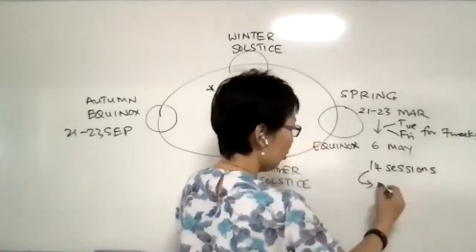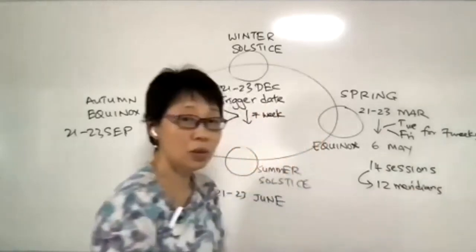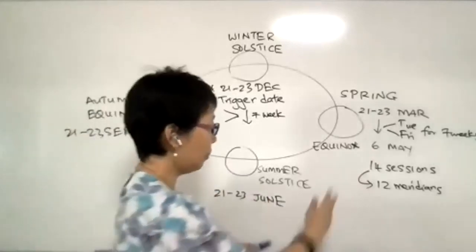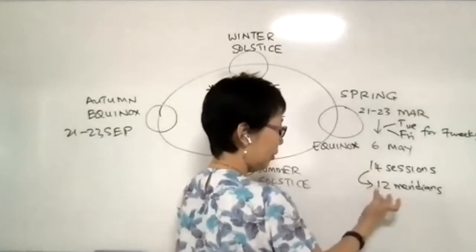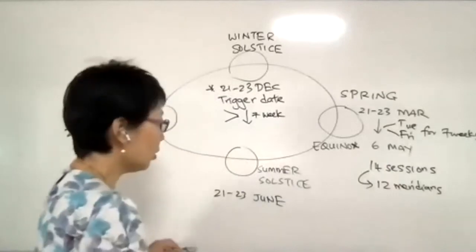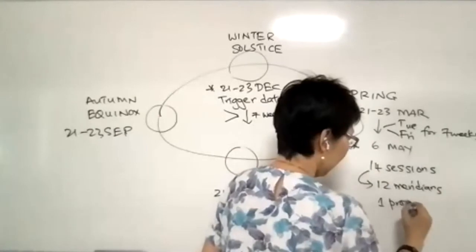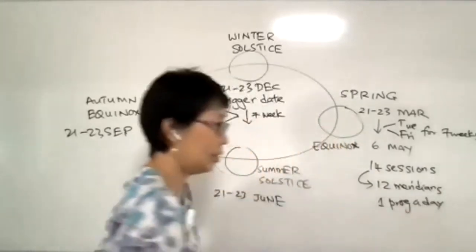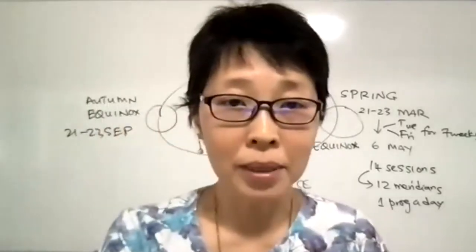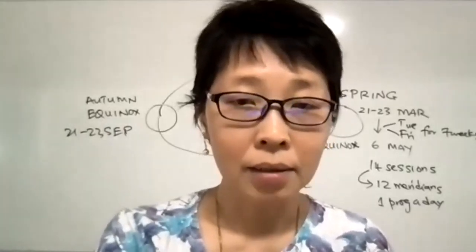So I will try to complete the 12 meridians, each one. You can pick and choose which meridian you want to activate and align. The 14 sessions give us enough time to complete 12 meridians and then pick another 2 more. Once a day, only 1 program a day. So you follow the schedule and pick which program you can commit to for that particular day.